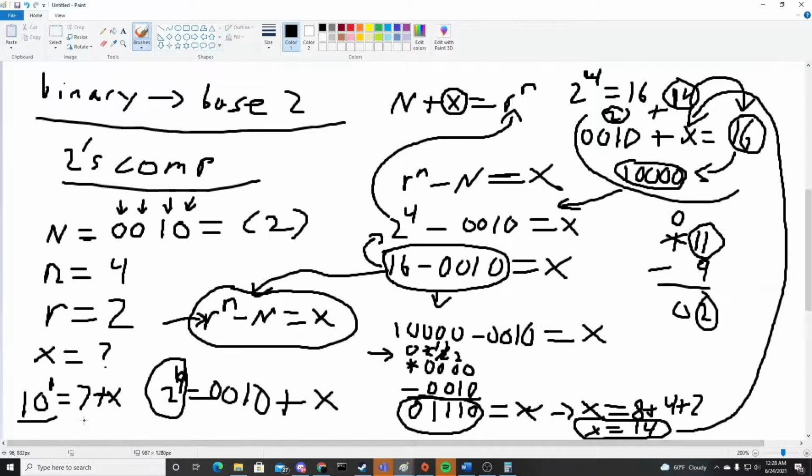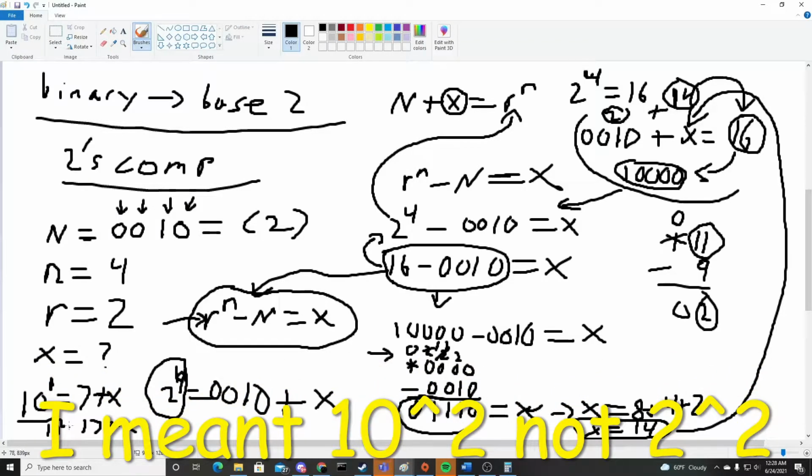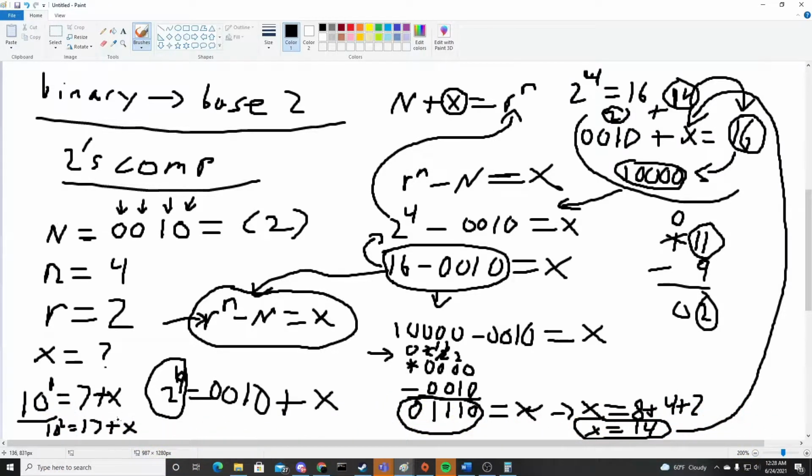And of course, if 7 had two digits, so 17 instead, then we're looking for some number x that would then equal 10 squared. So we're looking for the complement of 17 such that adding the two numbers together, 17 and its complement, would equal 10 to the power of the number of digits in 17, which, 10 squared, is 100. So we're looking for two numbers basically that equal 100.